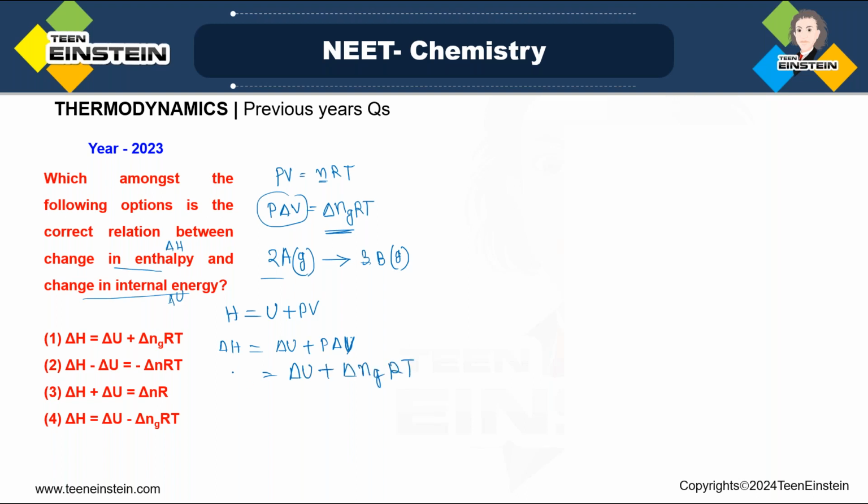So this is the relationship between del H and del U. That is the change in enthalpy and change in internal energy, and that you can find in the first option. And why are the other options not correct?